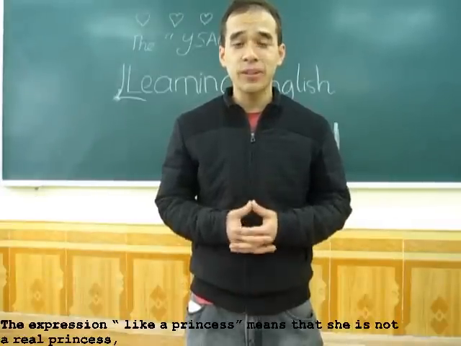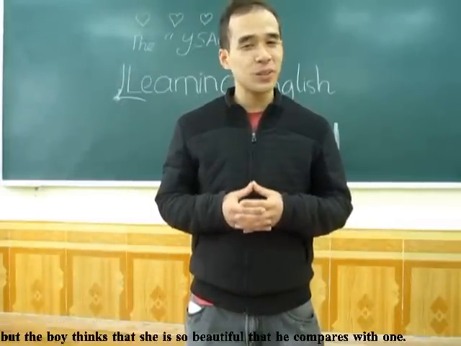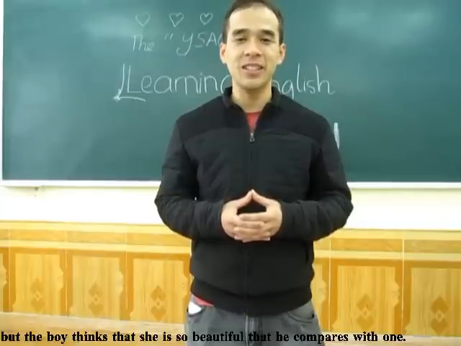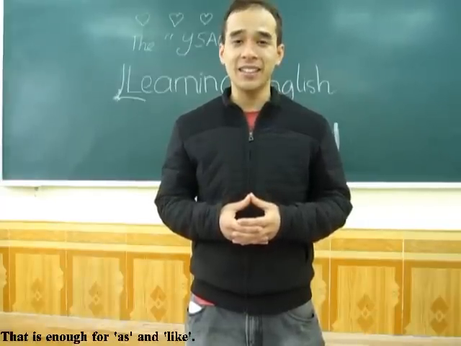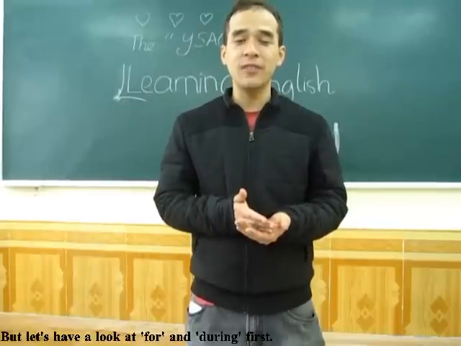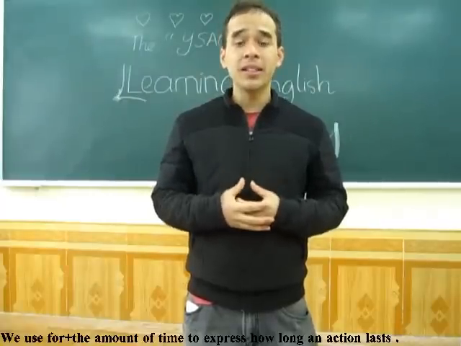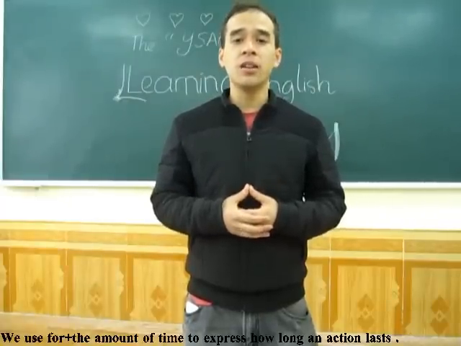The expression like a princess means that she is not a real princess, but the boy thinks that she's so beautiful that he compares her to one. That's enough for as and like. Now let's move on to for, during, and while. But let's have a look at for and during first. We use for plus the amount of time to express how long an action lasts.